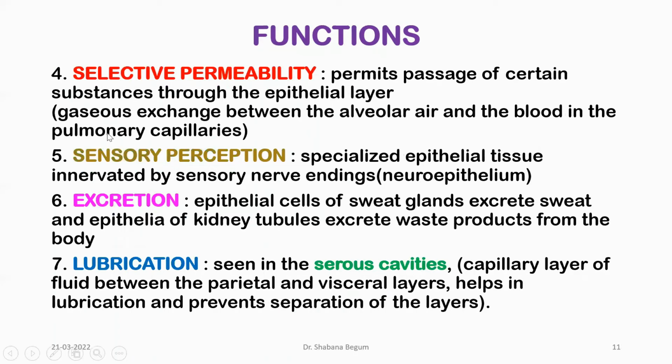Next, selective permeability, such as in case of the lungs. It allows gaseous exchange between the alveolar air and the blood in the pulmonary capillaries. It can serve sensory function. It also serves an important function in excretion, that is the epithelial cells of the sweat glands which secrete sweat. And last but not the least, it is lubrication, as seen in the serous cavities. In between, there is a thin layer of capillary fluid between the parietal and the visceral layers. This helps in lubrication and prevents the separation of the layers.